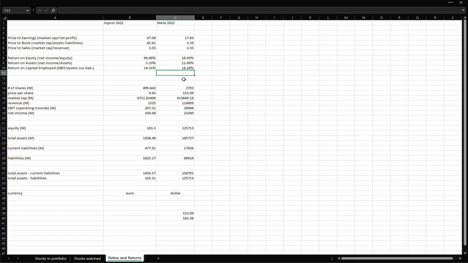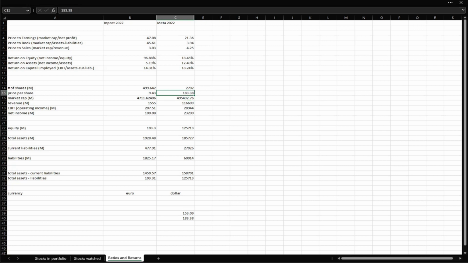And so now we can see all those indicators and returns. And what happened the next day? The next day, Facebook opened with a new price, much higher, $183.38. That changed straight away, changed P from 17 to 21, changed price to book and price to sales.